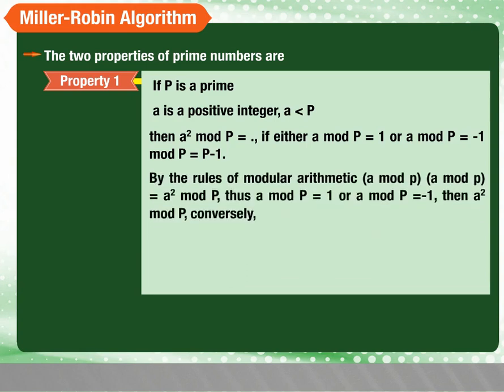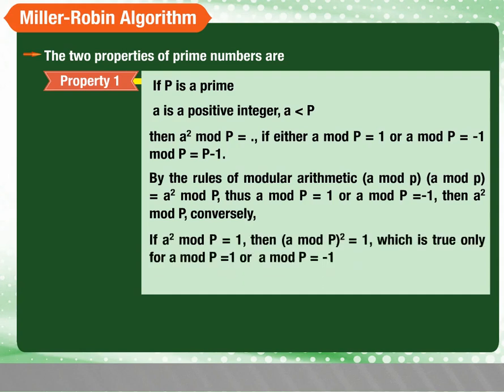By the rules of modular arithmetic, (a mod p) square mod p is equal to a square mod p. Thus, if a mod p is equal to 1 or a mod p is equal to minus 1, then a square mod p is equal to 1. Conversely, if a square mod p is equal to 1, then (a mod p) the whole square is equal to 1, which is true only for a mod p equal to 1 or a mod p equal to minus 1.